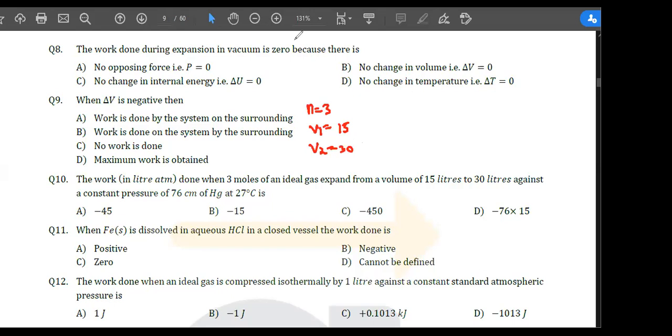Sorry guys, my internet from phone got disconnected. Just wait for 2 minutes. Okay, yeah, it's back, right?